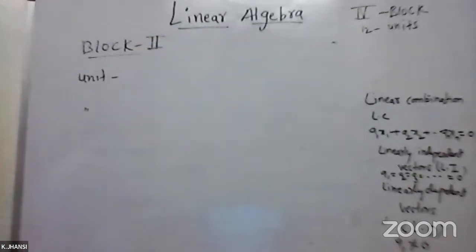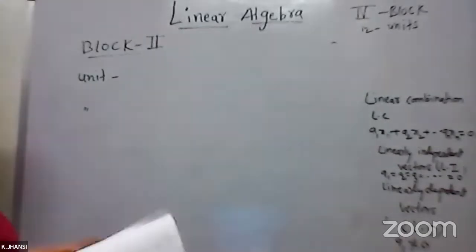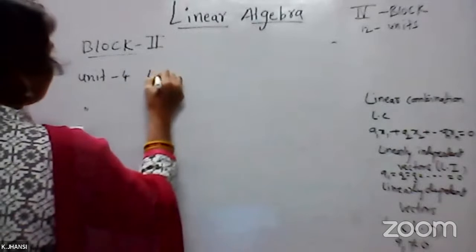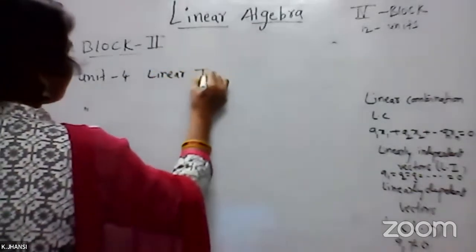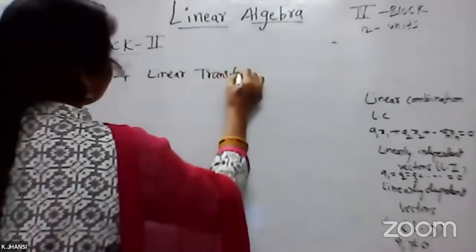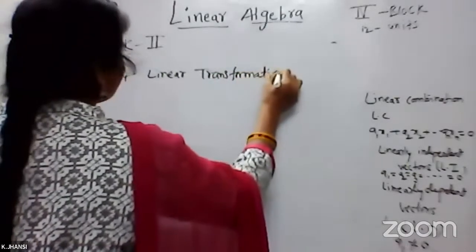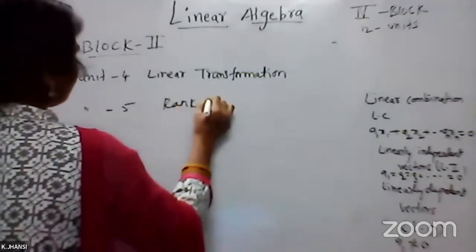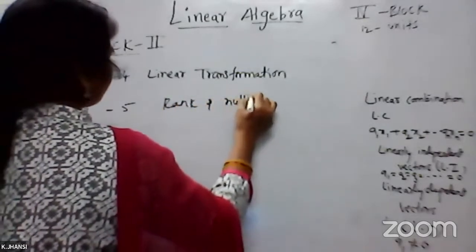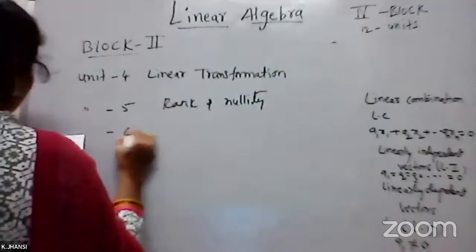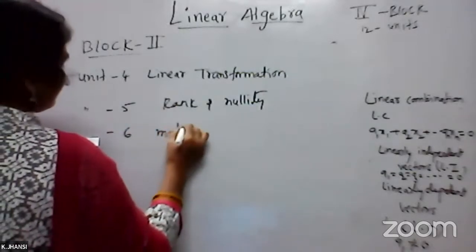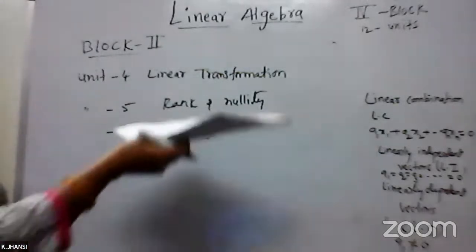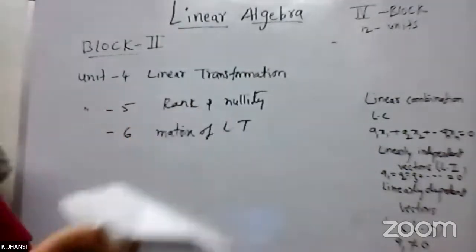So block 2 is linear transformation, which is unit 4. Linear transformation. And the fifth one is rank and nullity. And the sixth one is matrix of linear transformation. Okay, so first, unit 4 is linear transformation.